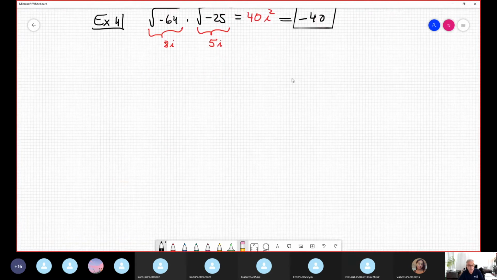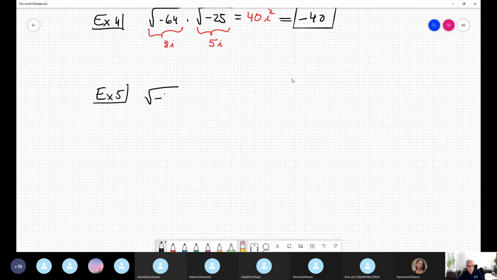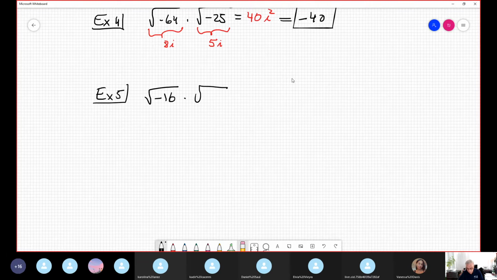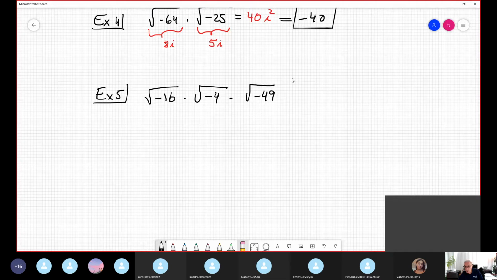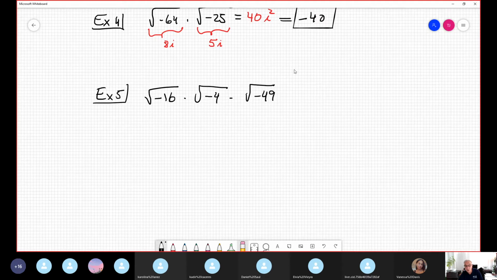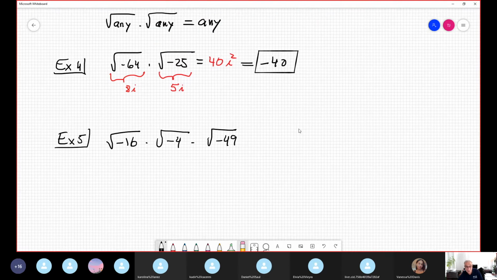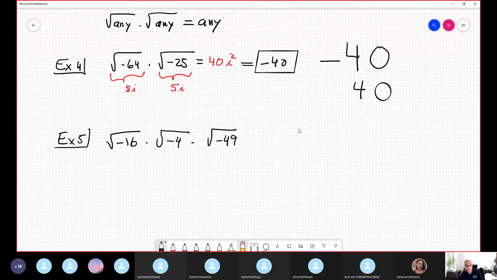Example 5 and example 6. In example 5, we have 3 radicals: square root of -16 times square root of -4 times square root of -49. But the answer should be 40 or -40? No, the answer on number 4 is -40. If you put 40, you are in big trouble. The answer is -40. What is the reason to get -40? Because I squared is -1.